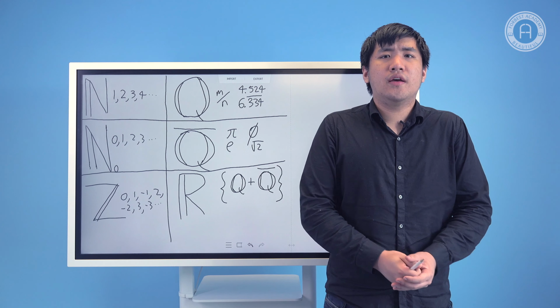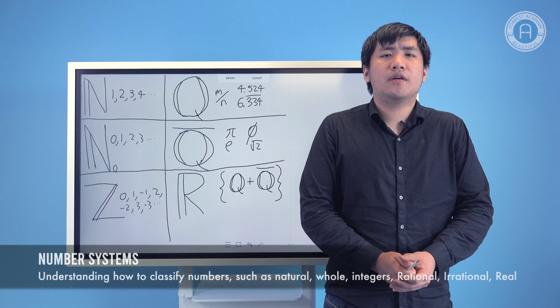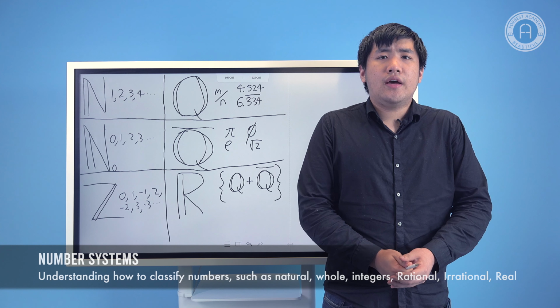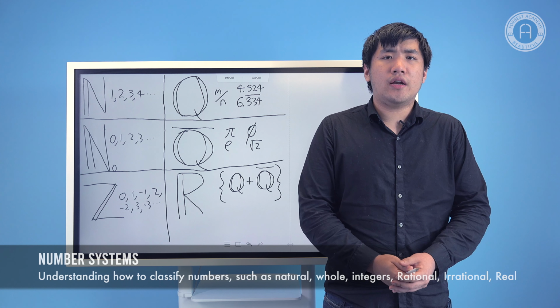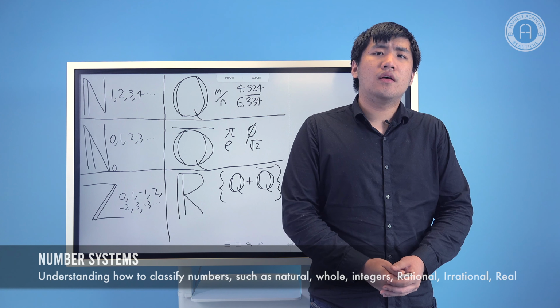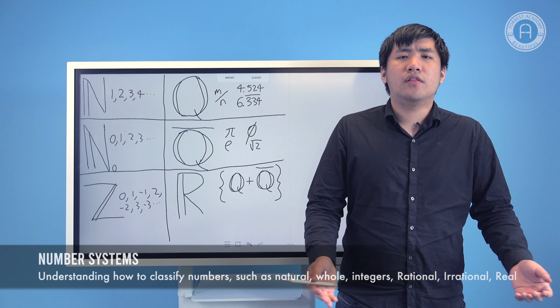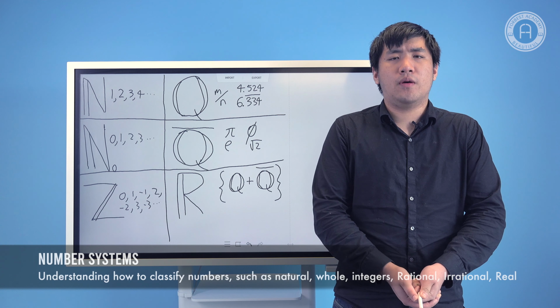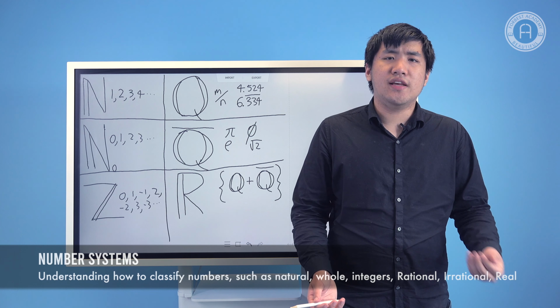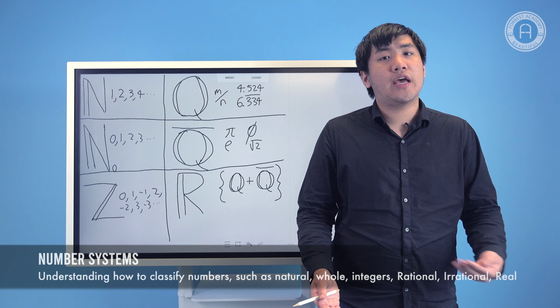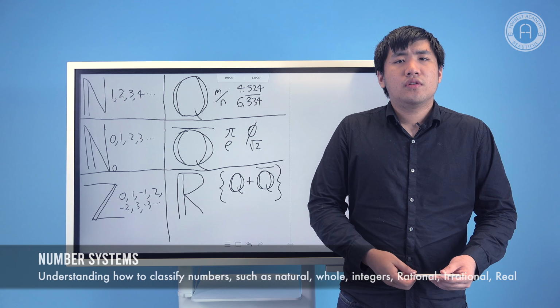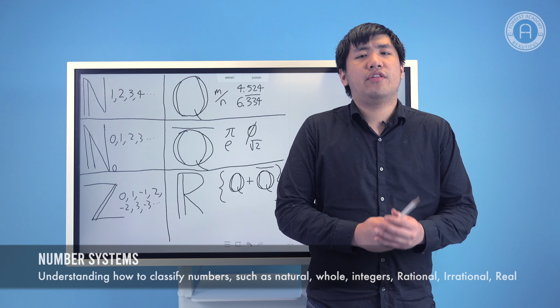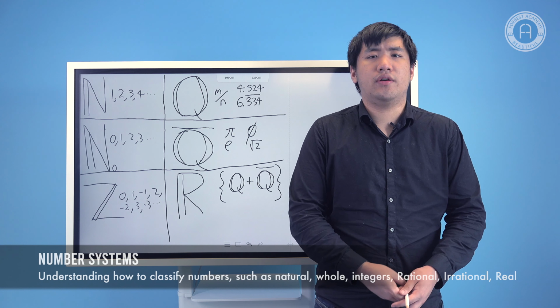Hello students. Today I'll be discussing a topic called number systems, and this topic is meant for students at around the grade 9 level. So throughout math and throughout your school years, you've probably seen many types of numbers, from fractions to decimals to positive numbers to negative numbers. Today we'll try to classify those for you, so let's get started.